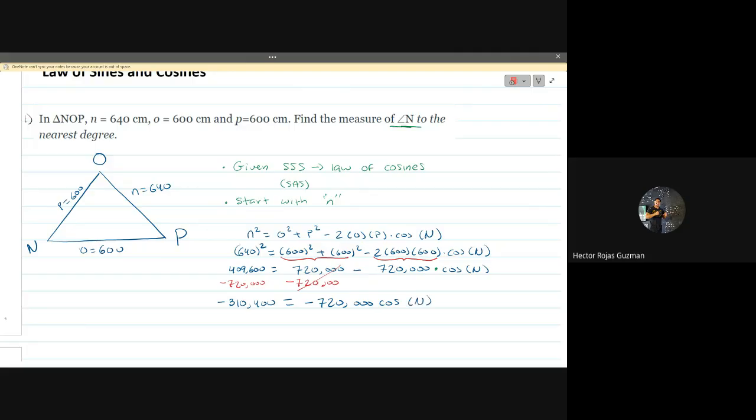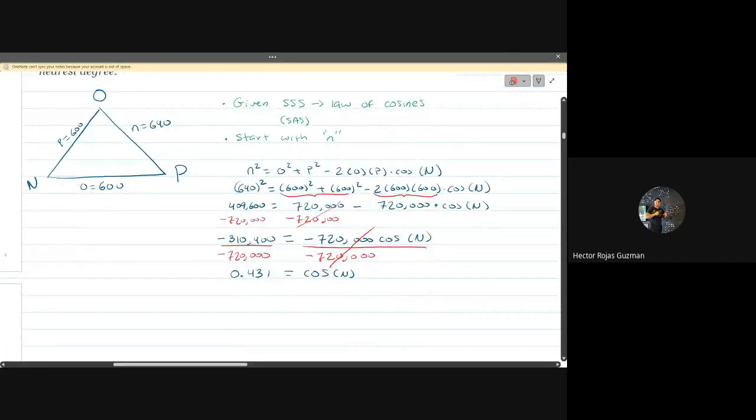Okay. Next, I'm going to divide by negative 720,000. These will cancel out. And that gives me 0.431 equals cosine of N.